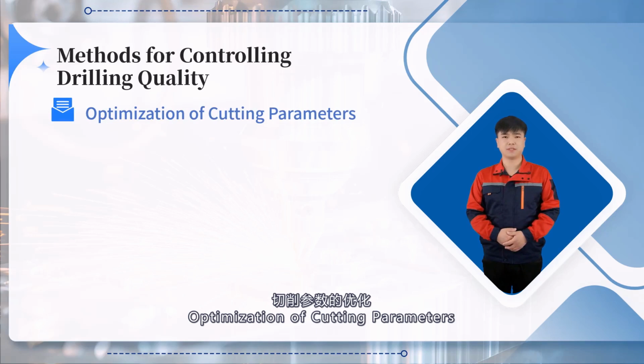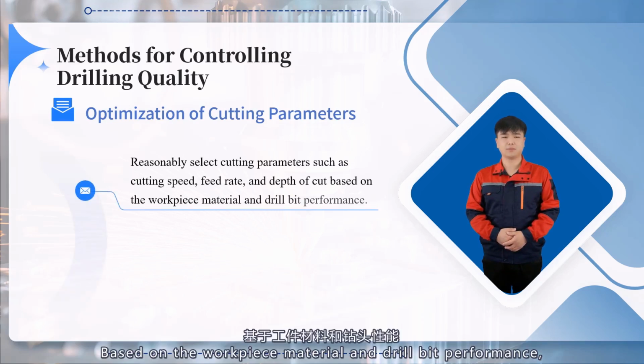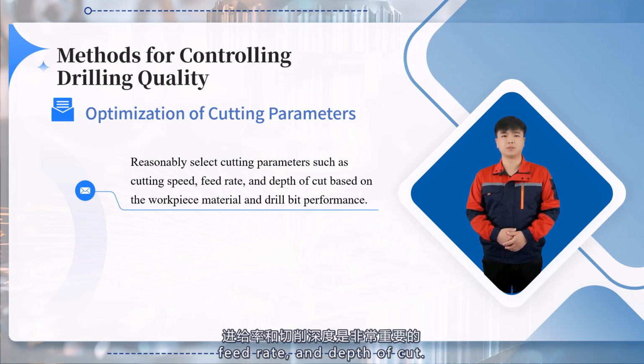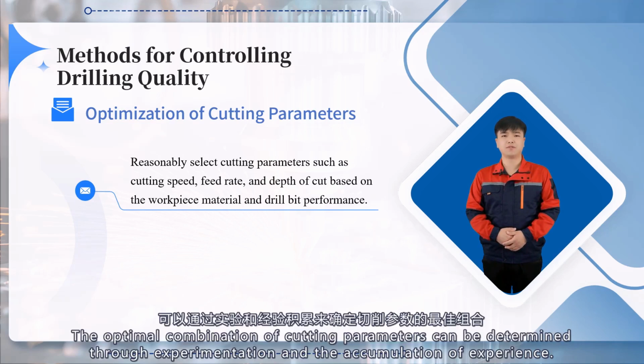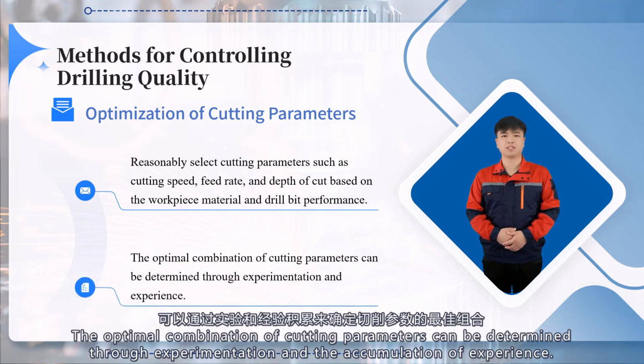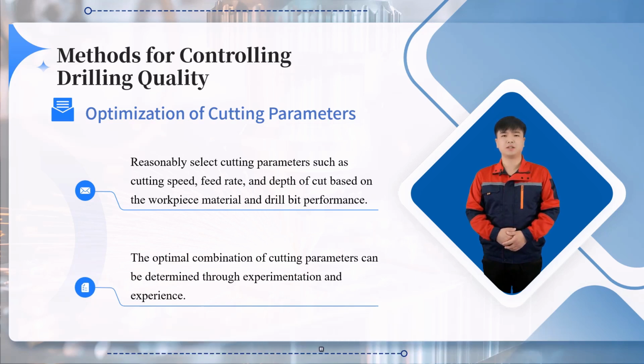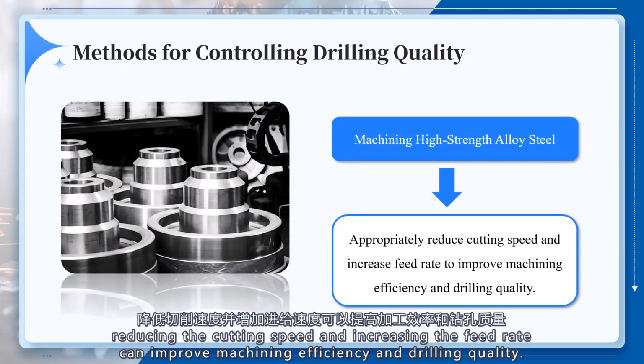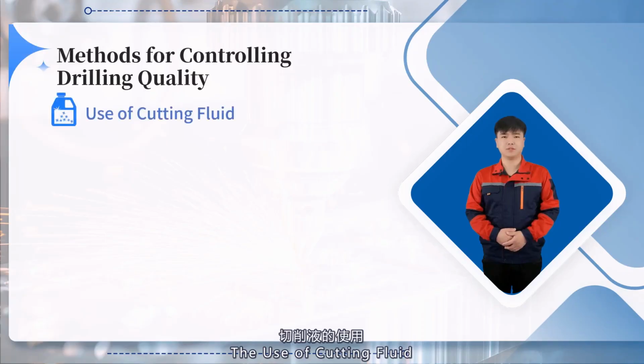Optimization of cutting parameters. Based on the workpiece material and drill bit performance, it is important to reasonably select cutting parameters such as cutting speed, feed rate, and the depth of cut. The optimal combination of cutting parameters can be determined through experimentation and the accumulation of experience. For example, when machining high-strength alloy steel, reducing the cutting speed and increasing the feed rate can improve machining efficiency and drilling quality. The use of cutting fluid.